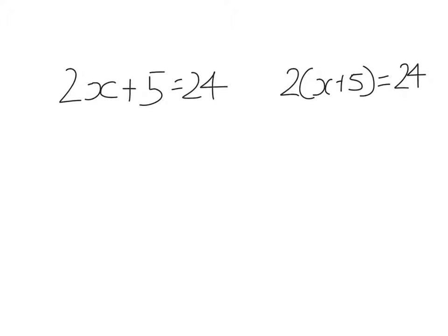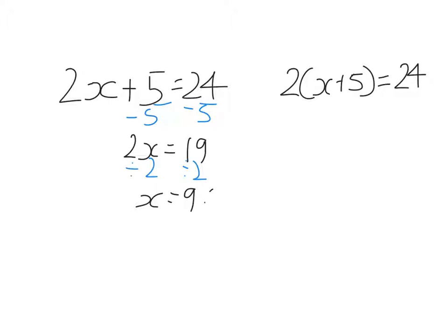It's not that hard. So what we do is we subtract 5 from both sides to undo adding 5. So we're left with 2x equals 19. Then we have to undo timesing by 2 by dividing each side by 2. And I get x equals 9.5, right? The second one though, I didn't take x and times by 2 first. I took x, added 5 first, then times my answer by 2.